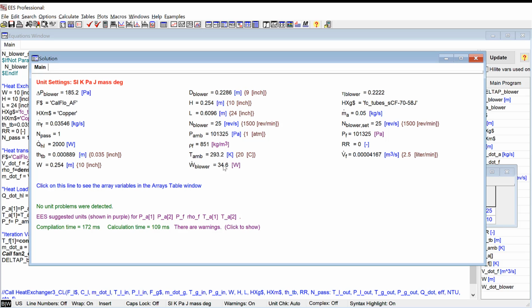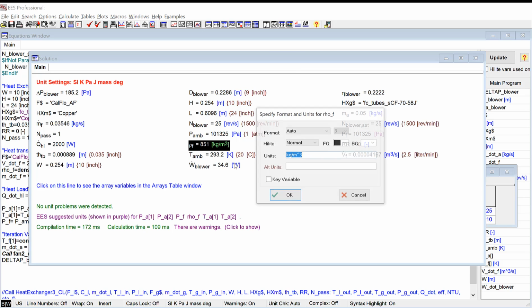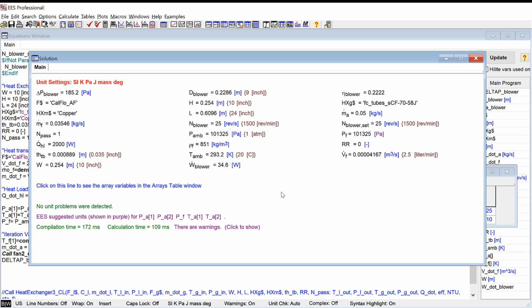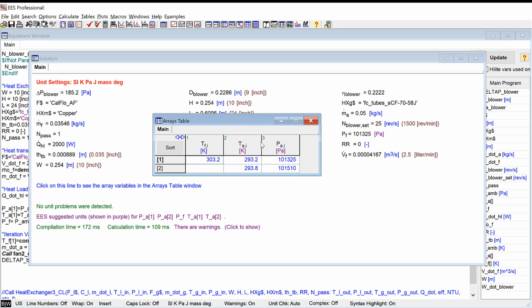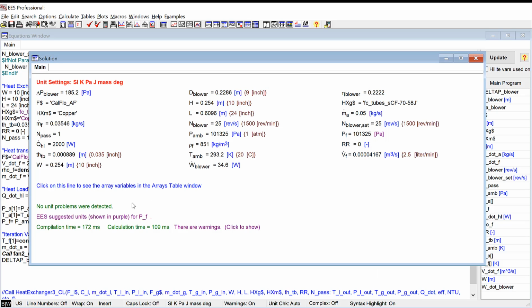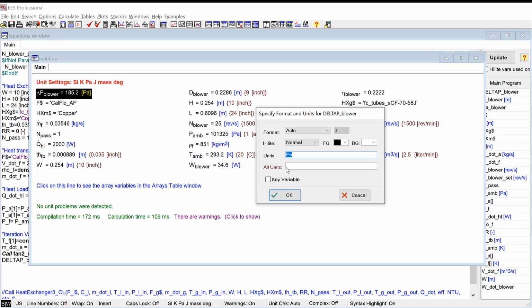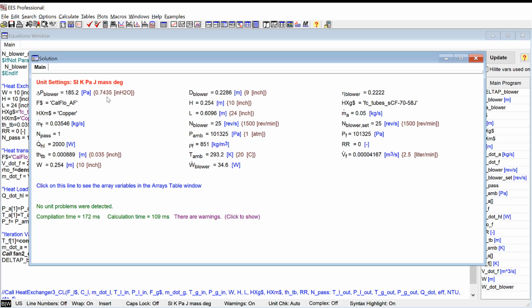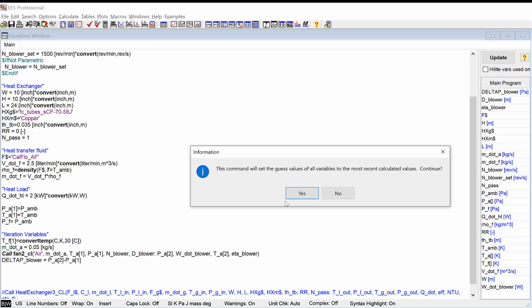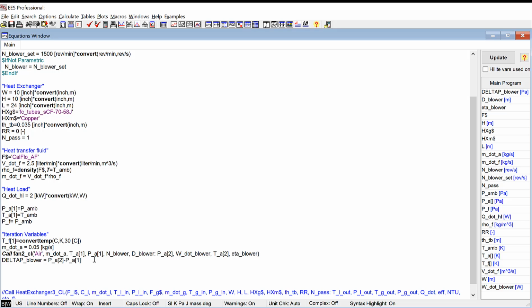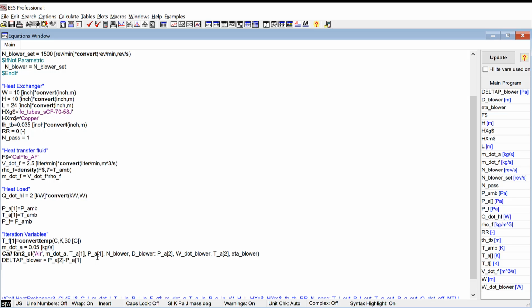Let's go ahead and set some of these other units to make sure that I don't have a unit error. And then if I look in the arrays table, those are the temperatures and the pressures. So that all looks okay. I still have one more to set right there. So I'm getting 185.2 pascals. Maybe inches of water would be a better unit for that. So almost an inch of water. All right, so that's that. Probably go ahead and set my guess values. Always a good idea.